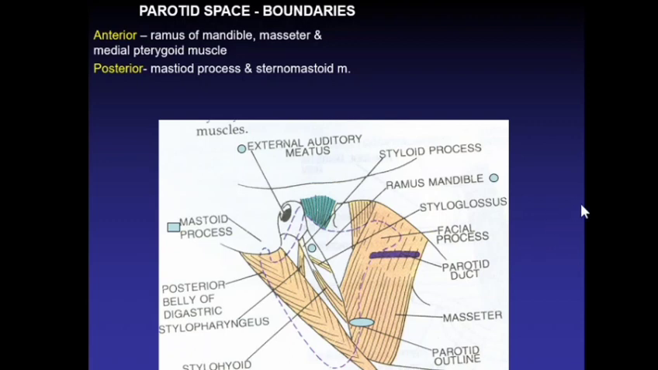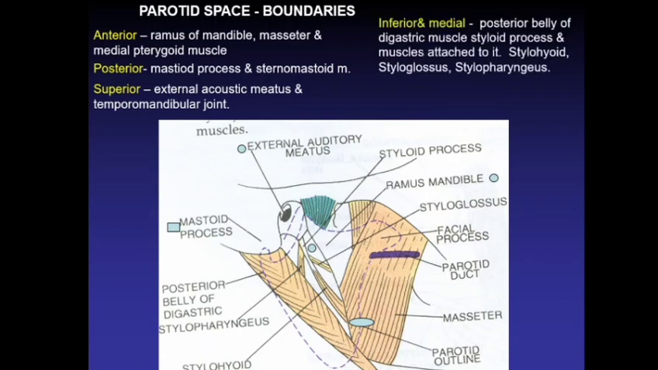Superiorly you have the external acoustic meatus and temporomandibular joint. Then inferiorly and medially you have the posterior belly of the digastric muscle, the styloid process and the muscles attached to it. So what are the muscles attached to the styloid process? They are stylohyoid, styloglossus and stylopharyngeus.